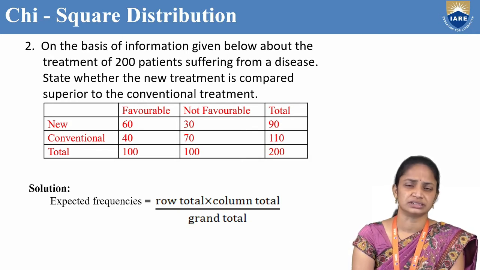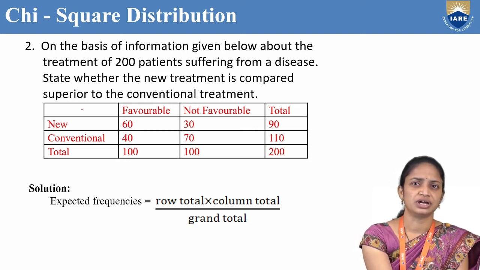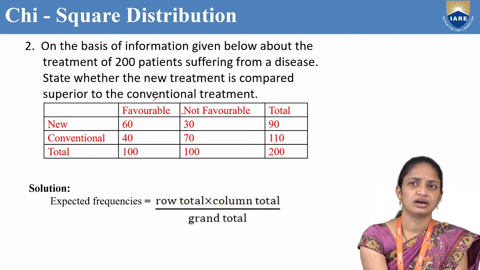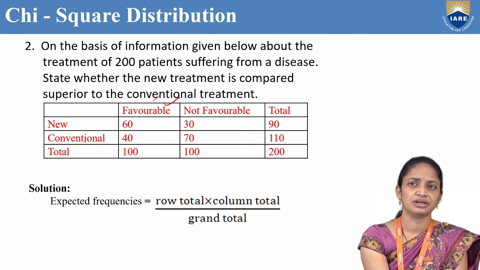Next problem: on the basis of the information given below about the treatment of 200 patients suffering from a disease, state whether the new treatment is superior to the conventional treatment. Here we have a table. New treatment is 60 for favorable and 30 for not favorable, and conventional is 40 for favorable and 70 for not favorable.